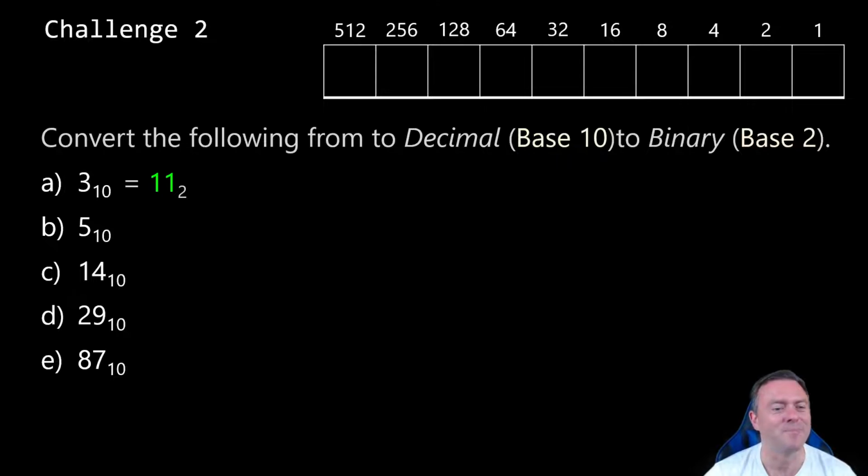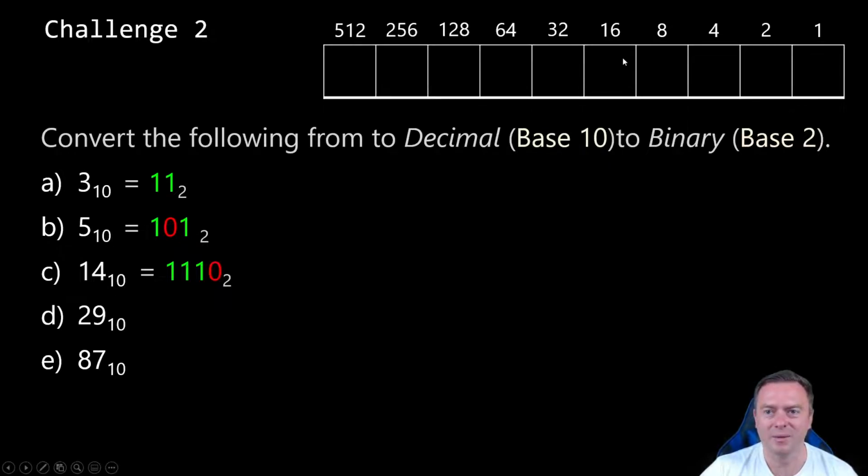Awesome, welcome back. So 5 is between the 8 and the 4, so it goes there. So you can take away a 4, which leaves you with 1 remainder. You can't take away a 2, but you can take away a 1. So you're left with 101. The next one, 14, is between the 16 and the 8, so you can take away the 8, which leaves you with 6. You can then take away 4, which leaves you with 2, which you can take away. So it's 1110.